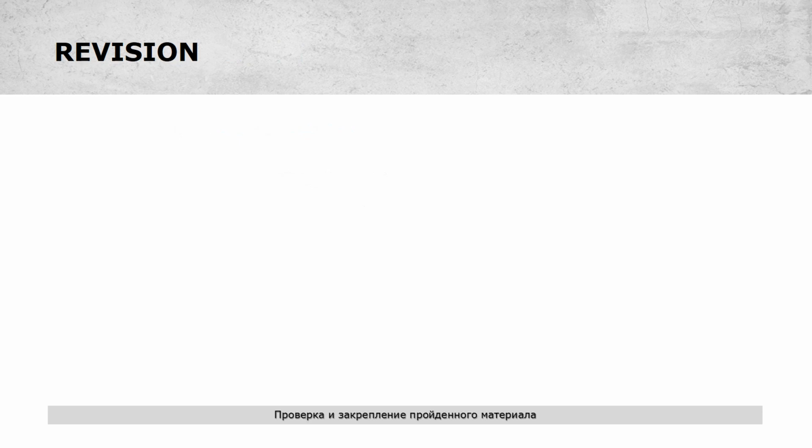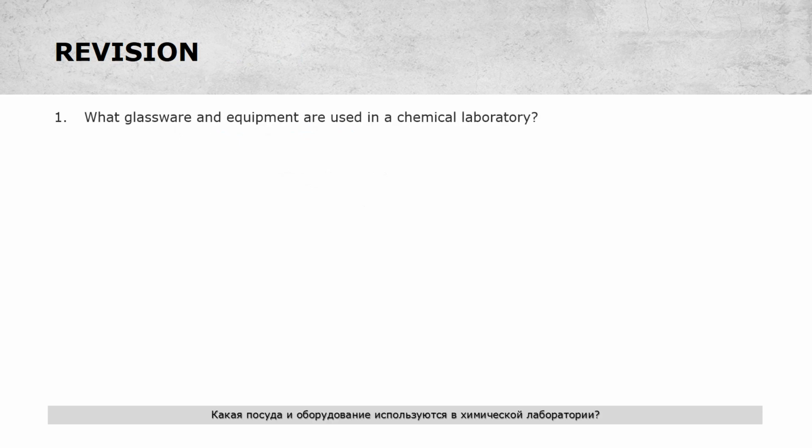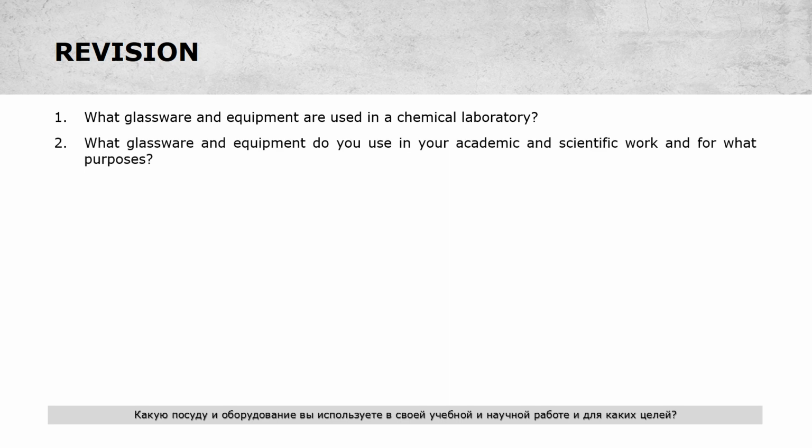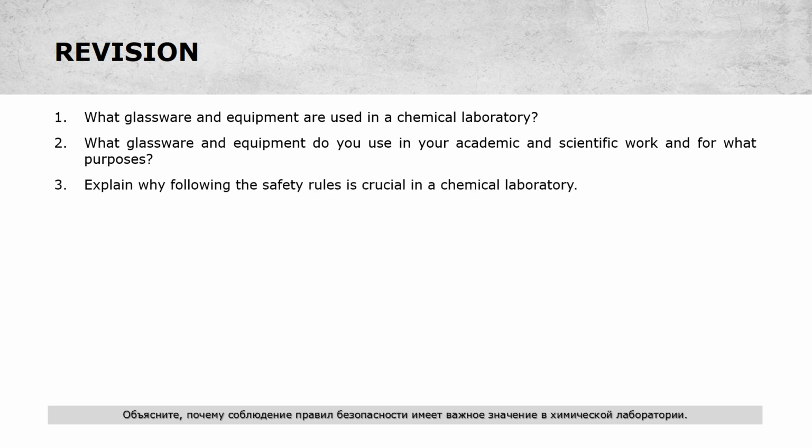Revision. What glassware and equipment are used in a chemical laboratory? What glassware and equipment do you use in your academic and scientific work, and for what purposes? Explain why following the safety rules is crucial in a chemical laboratory.